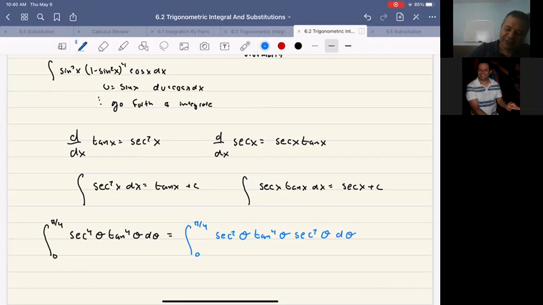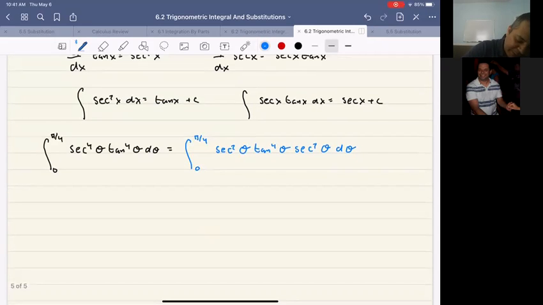Well, we still have this secant squared. We have one of them, but we do have some trigonometric identities, right? Sine squared theta plus cosine squared theta equals 1. If we divide that by cosine squared of theta, we're going to get tan squared theta plus 1 equals secant squared theta. Okay?